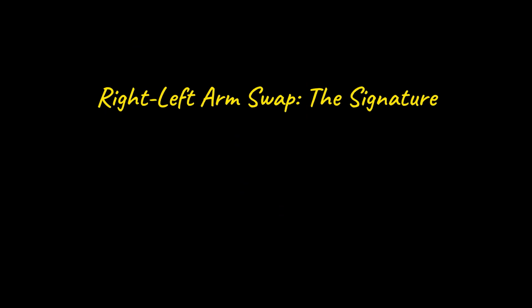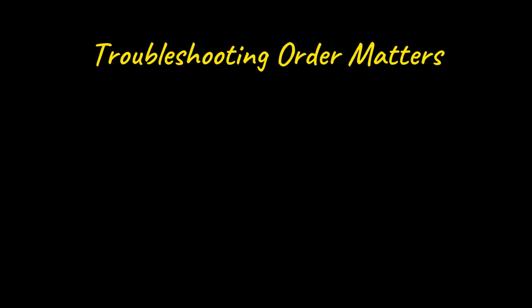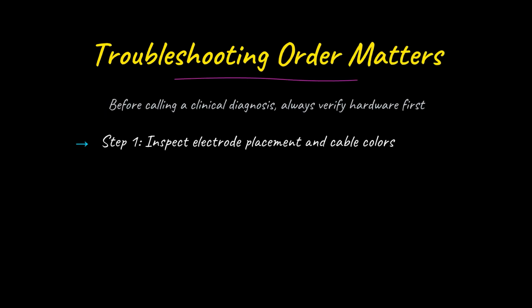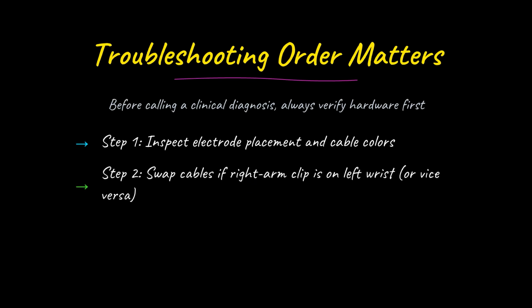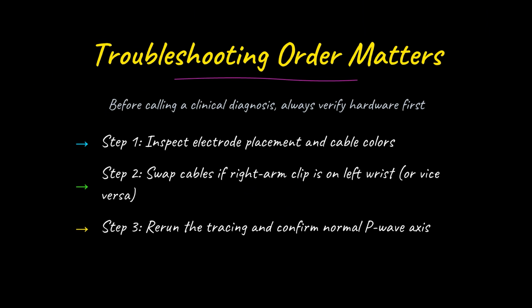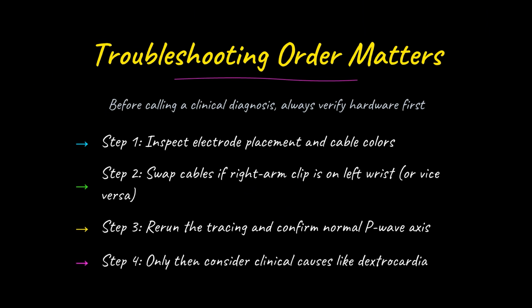The telltale constellation is an inverted P in lead I, an upright P in AVR, and a negative QRS in lead I, a mirror image of normal. The correct troubleshooting sequence is hardware first, physiology second. Ectopic atrial rhythm and junctional rhythm are real diagnoses, but a cable swap is far more common. Verifying electrode placement before invoking pathology is a defining habit of a competent EKG technician.